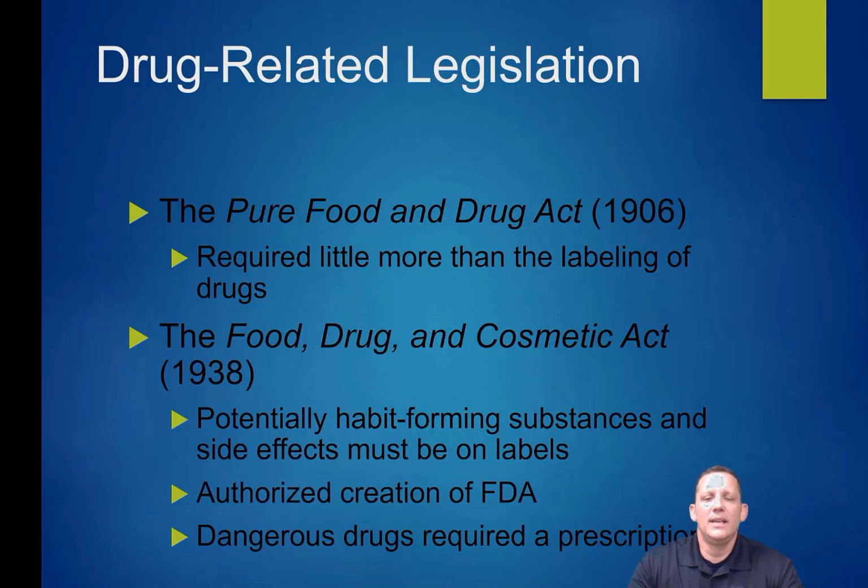That was in 1906, and it basically just required that you would label what was on a particular compound that you were selling for drugs. The Food, Drug, and Cosmetic Act of 1938 made it mandatory that we would signify or allow for people to understand that there are habit-forming substances and side effects that have to be on the labels. And then this also created the FDA, and now any drug that is deemed dangerous, whether realistic or not, requires a prescription and may be regulated to a point where it's not allowed to be used federally.